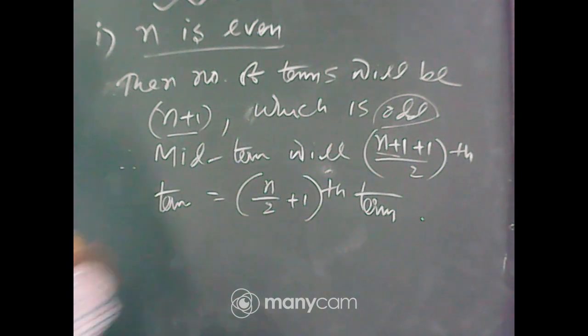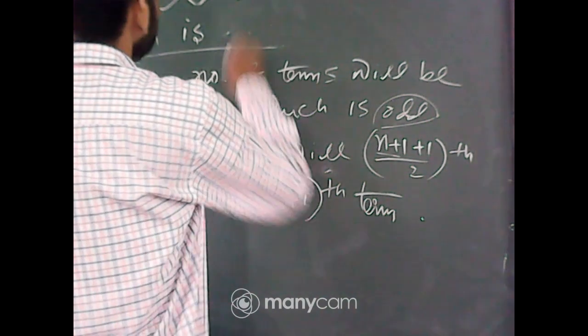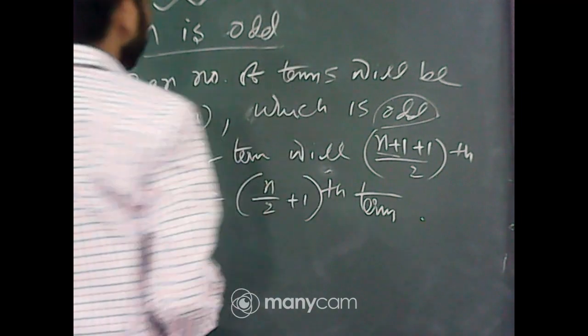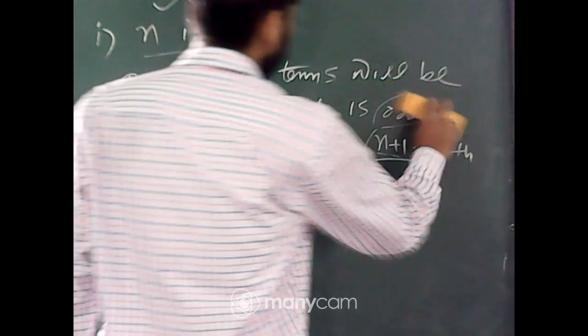Okay. Now, whenever n is odd, the number of terms will be n plus 1, which is even.